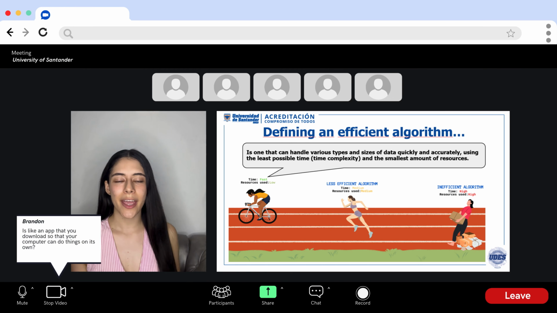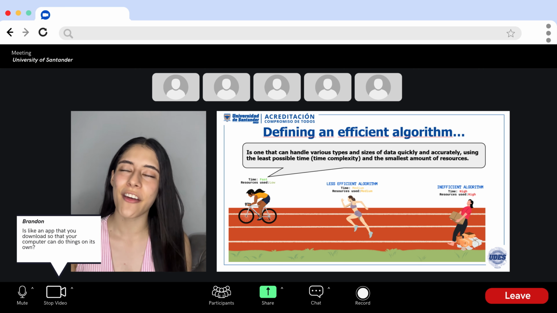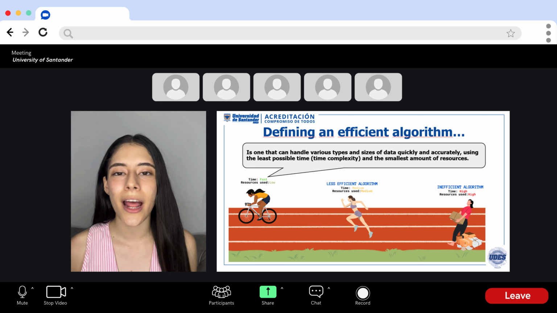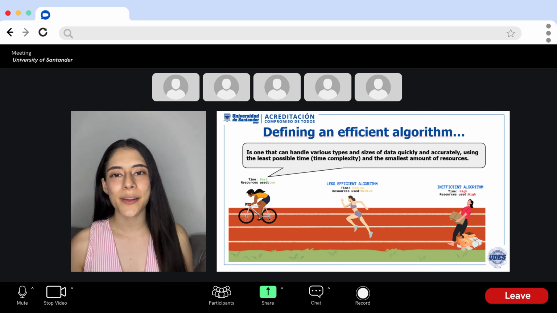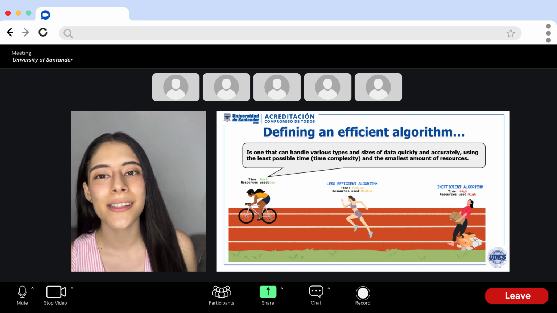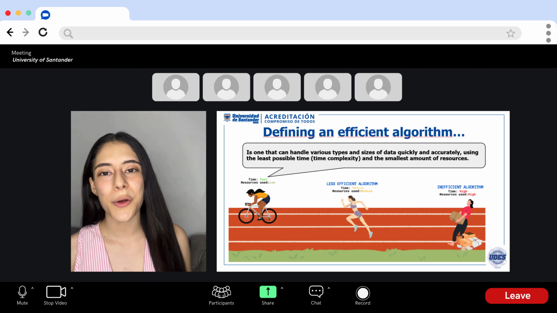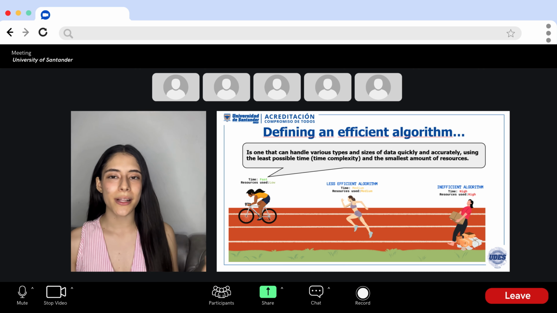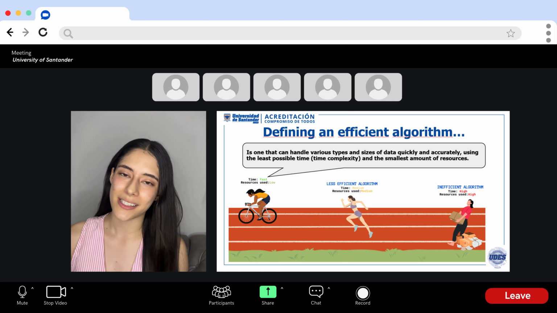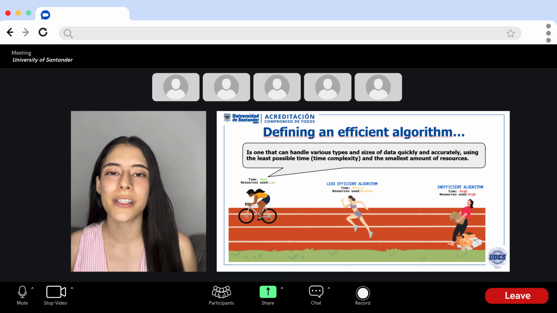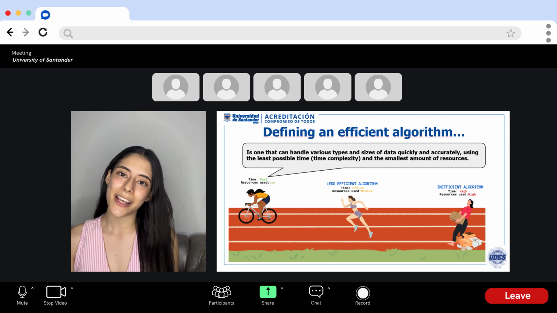Okay, I'm seeing good answers, but no, what is an efficient algorithm? An efficient algorithm is one that can handle various types and sizes of data quickly and accurately using the least possible time, or time complexity, and the smallest amount of resources such as memory, or space complexity.